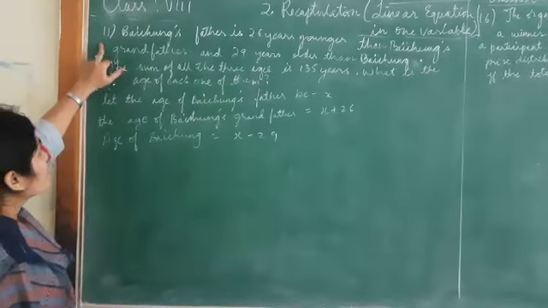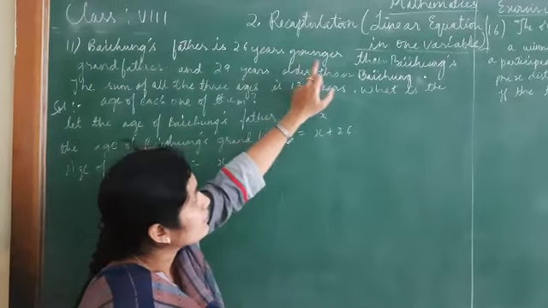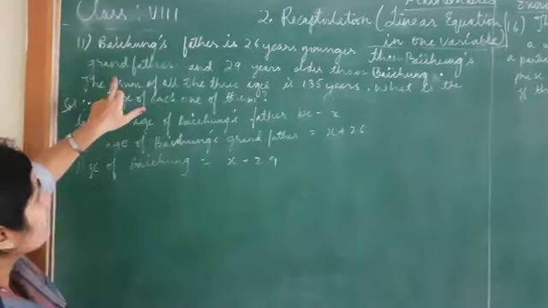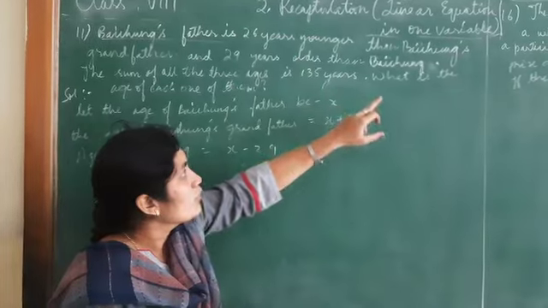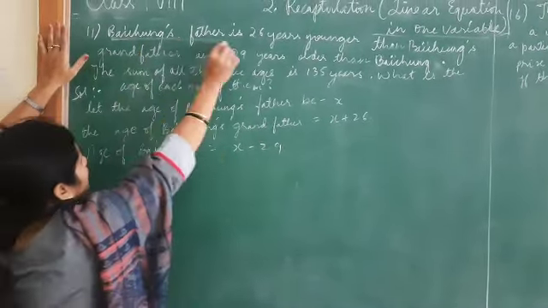Now, let us move on to the 11th question of the same exercise. Baichung's father is 26 years younger than Baichung's grandfather and 29 years older than Baichung. So, here the reference is Baichung's father. The sum of all the three ages is 135 years. What is the age of each one of them? Here the reference we are taking is Baichung's father because he is connected to both the grandfather and Baichung.